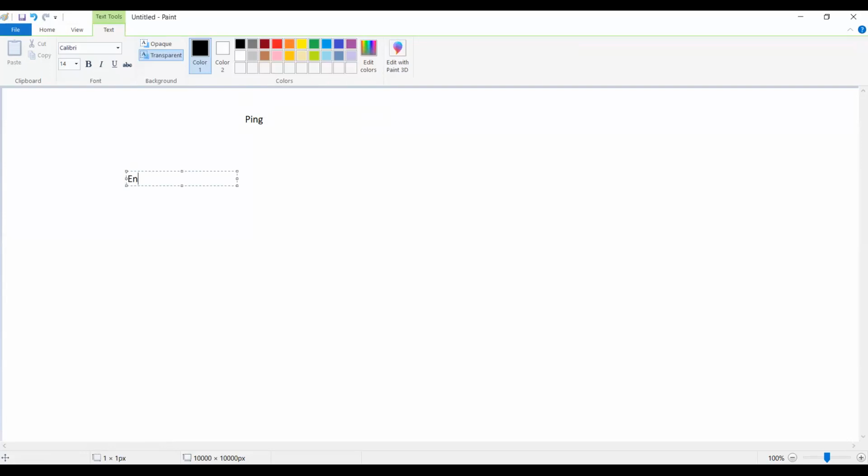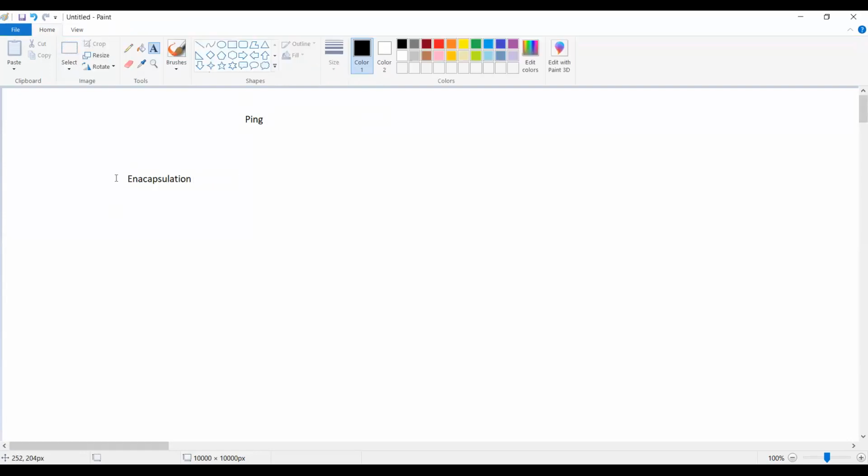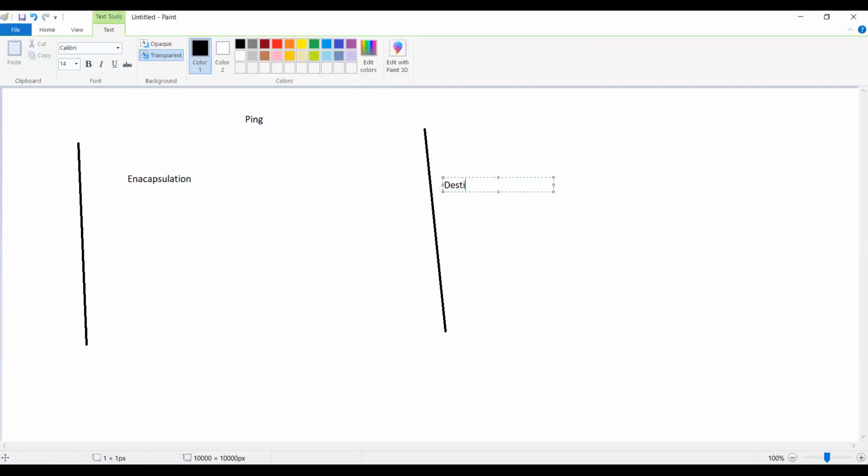So in case of encapsulation, encapsulation means wrapping of data. From top to bottom, you'll have the encapsulation process involved, and from bottom to top, you'll have the decapsulation process. Decapsulation happens at the destination end. Now, coming back to your question, this happens at the source end.